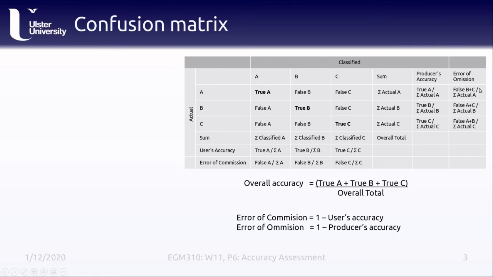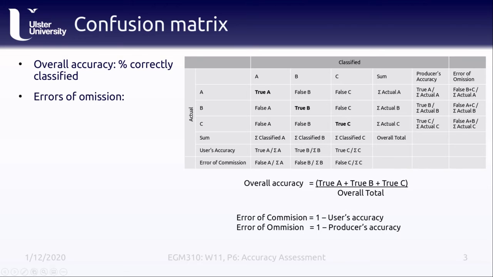The overall accuracy, that is, the percentage of our sample pixels that were correctly classified by the computer, is the sum of the diagonal values, that is the true A, true B, and true C, divided by the total number of sample pixels. This is one way of reporting the accuracy of the classification, but it is not the only way. For instance, it doesn't tell us anything about the pixels that were incorrectly labeled as a different class, the false B and false C pixels in the row up here.